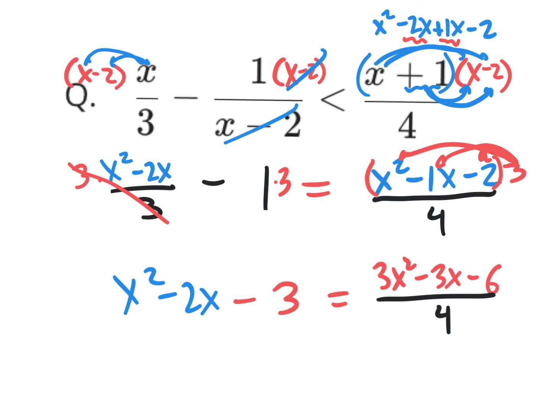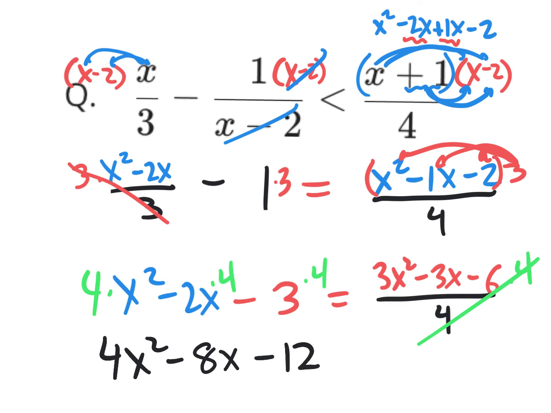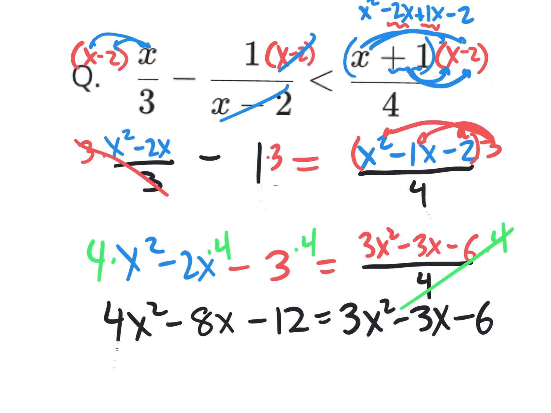So now at this point, I need to get rid of that last final fraction. Yeah, it would have been faster if we would have multiplied everything by 12, the LCD. But anyways, let's get rid of that 4 by multiplying by 4. That way it cancels out, no longer a fraction. Times 4, times 4, times 4, everything by 4. So what we have left here is a 4x squared minus 8x minus 12 equals 3x squared minus 3x minus 6. Woo, fun stuff. You love it, right?